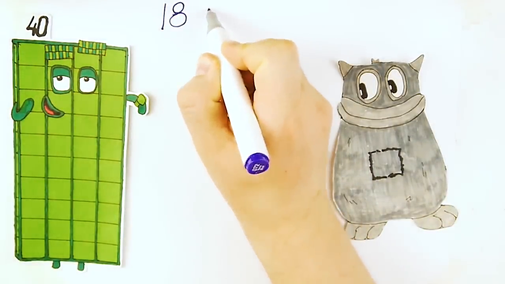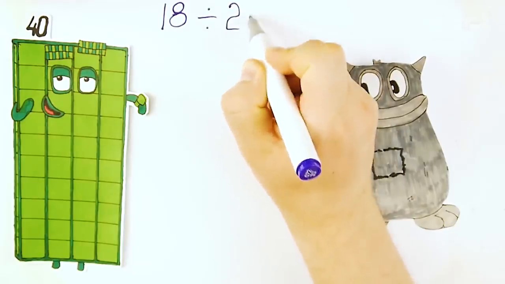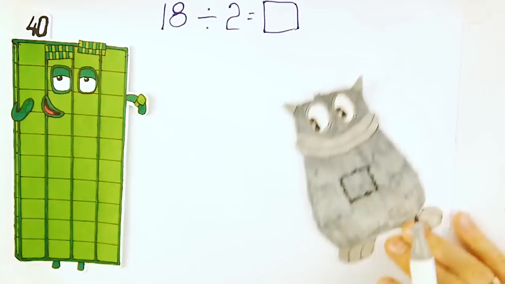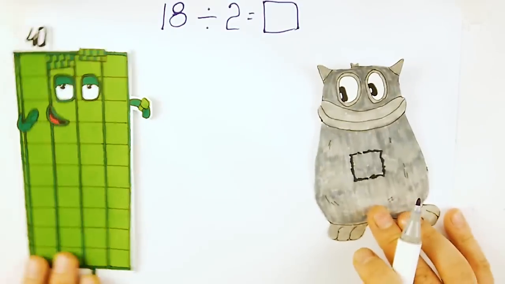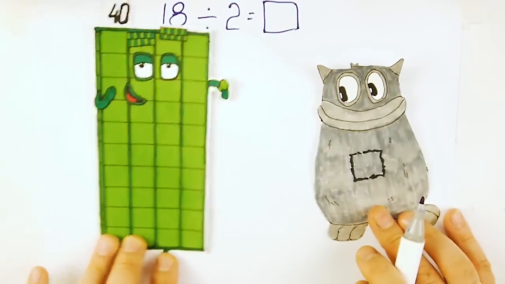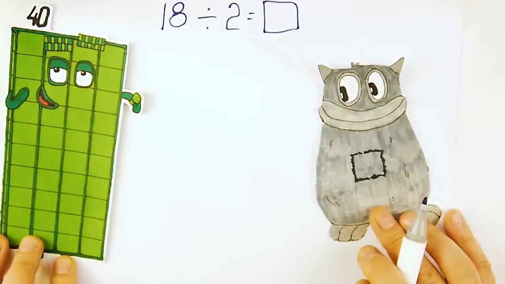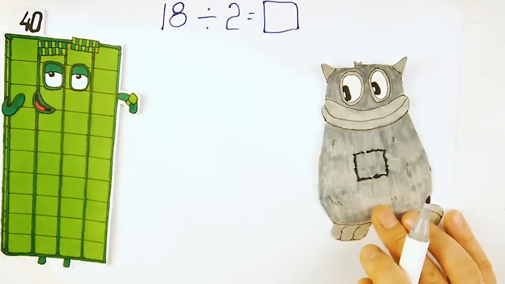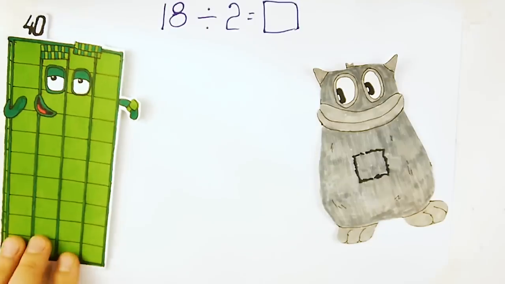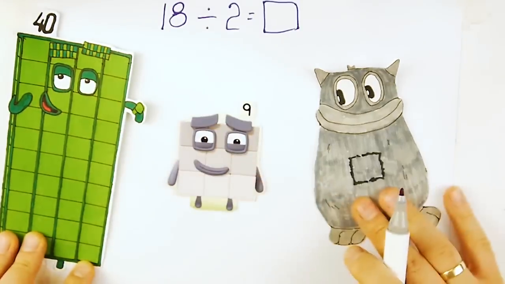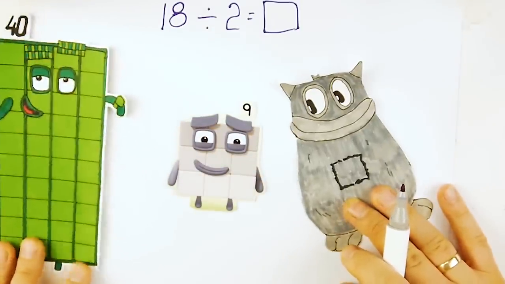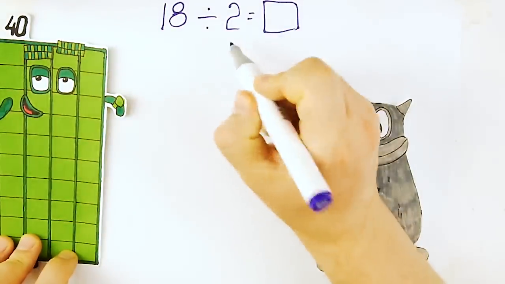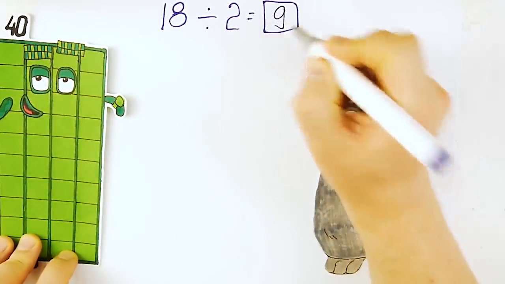18 divide into 2 equals yum. Which number block is missing? 18 divide into 2 equals number 9. Yes, of course, number 9 is the right answer. 18 divided into 2 equals number 9.